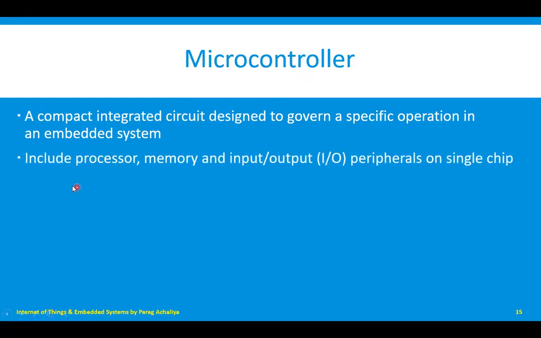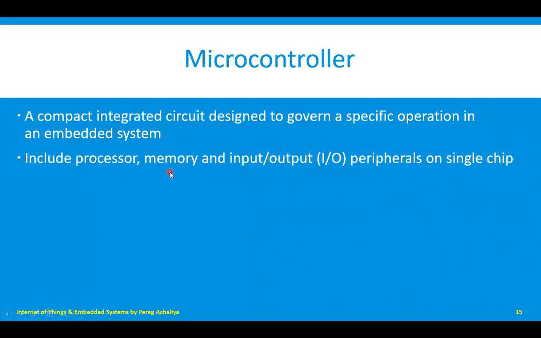This microcontroller includes a processor, memory and IO peripherals on a single chip. A microcontroller is a single chip which has a processor on it, some memory, and input output peripherals. The processor will process various operations and execute activities and tasks, which will be completed by the processor. Then there will be some type of memory. Some size of memory will be there in a microcontroller.